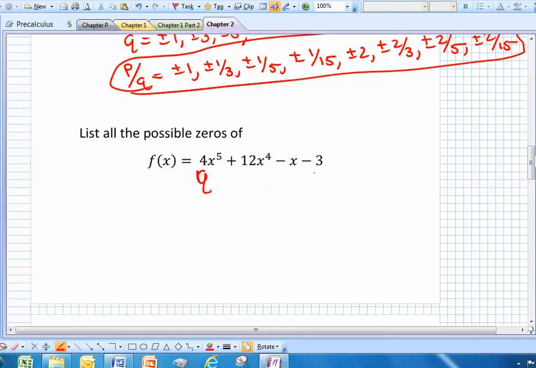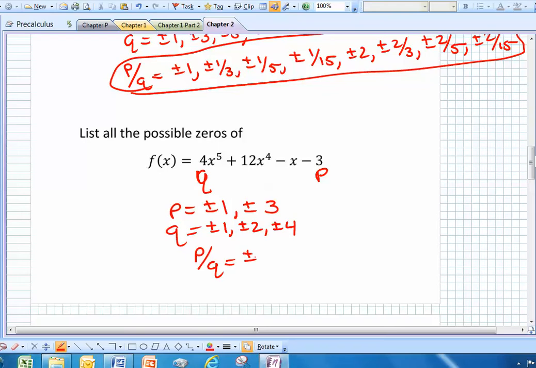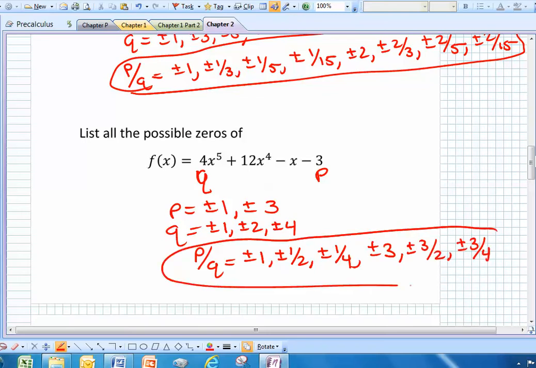So the q term is 4. The p term is -3. So the factors of -3 are plus or minus 1, plus or minus 3. The factors of q are plus or minus 1, plus or minus 2, plus or minus 4. So notice when we divide p over q, we get plus or minus 1, plus or minus 1/2, plus or minus 1/4. Then it's plus or minus 3, plus or minus 3/2, plus or minus 3/4. And these are all the possible zeros of the function.